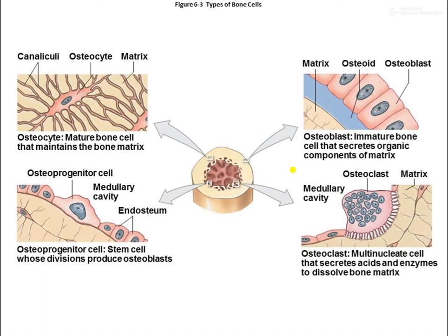Osteocyte, mature bone cells that maintain the bone matrix; osteoblast, which is the immature bone cell that secretes the organic components of matrix; osteoprogenitor cells, stem cells whose division produces osteoblasts; osteoclast, a multinucleated cell that secretes acid and enzymes to dissolve the bone matrix.